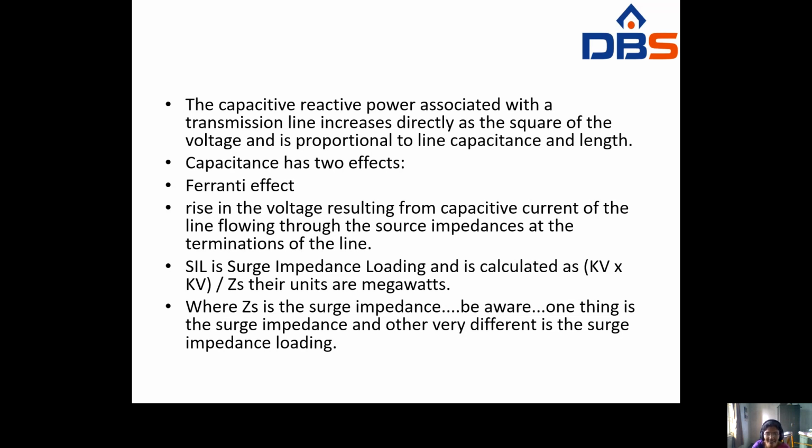SIL is the surge impedance loading and is calculated as kV times kV by Zs, that means voltage squared by Zs. Its unit is megawatts. Here Zs is the surge impedance. Surge impedance loading and surge impedance are different: one is a power value and the other is an impedance value.